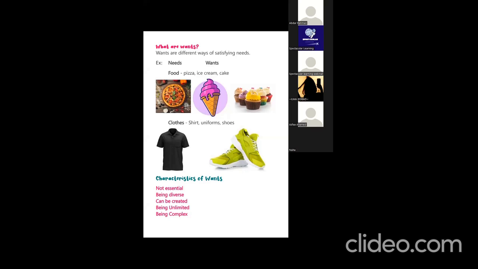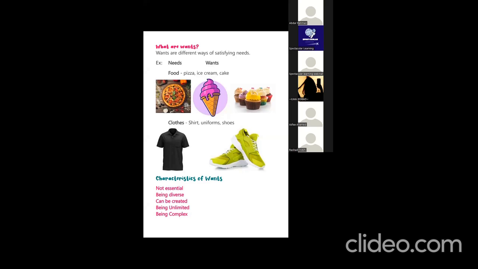Also being diverse. Diverse means different people have different desires. So it's not common to everyone. It's uncommon. Different people like different types of food. And also wants can be created. The businessman can create a new type of food. If it's a bakery, they can try new recipes. They can invent a new type of food. So the wants can be created.